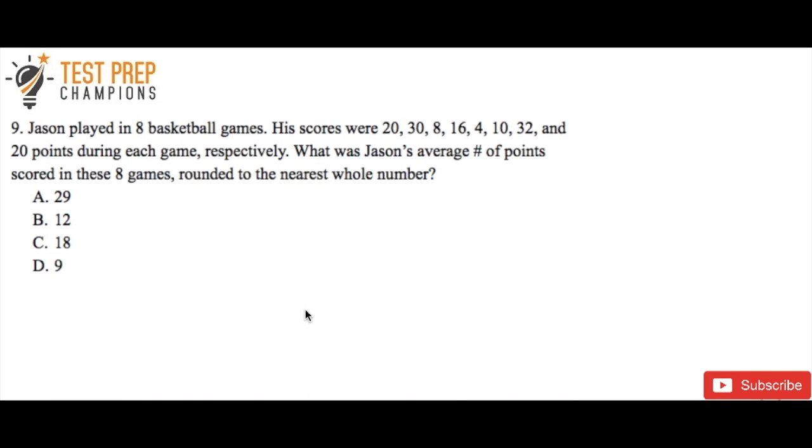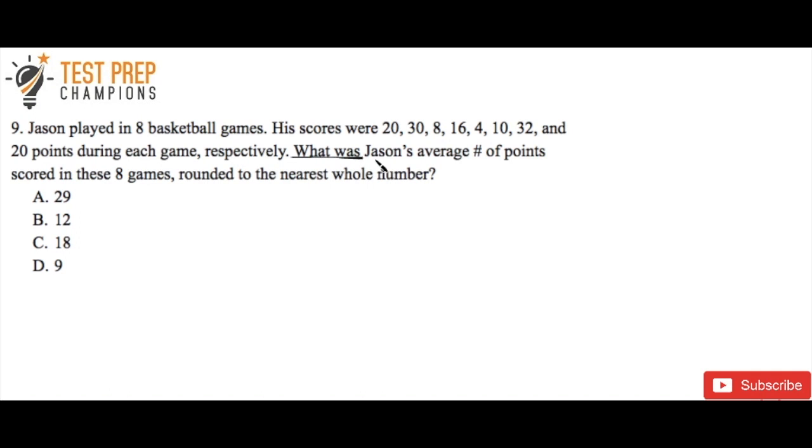Okay, so number 9. Jason played in 8 basketball games, and his scores were 20, 38, 16, 4, 10, 32, and 20 points during each game, respectively. So what was Jason's average number of points scored in these 8 games rounded to the nearest whole number? So you know the drill. Try this on your own, and then we'll go over it.